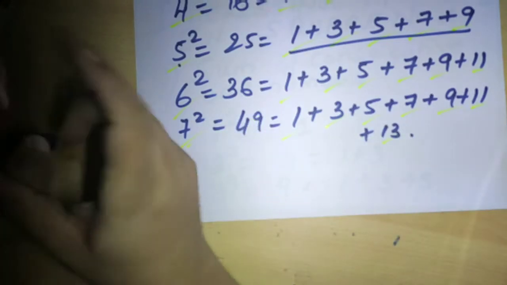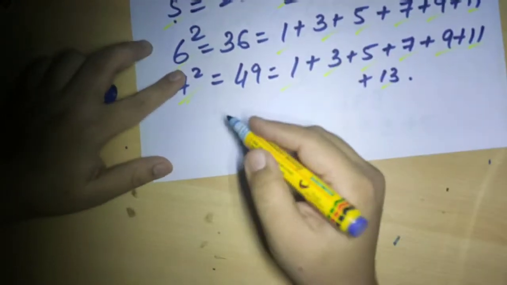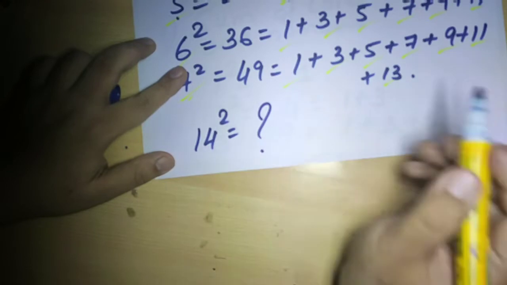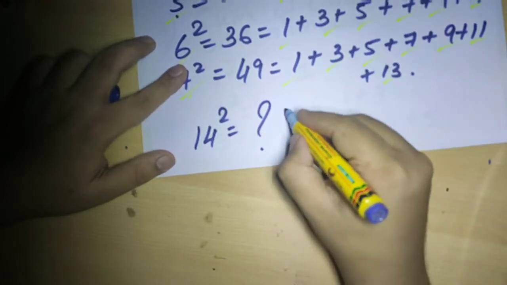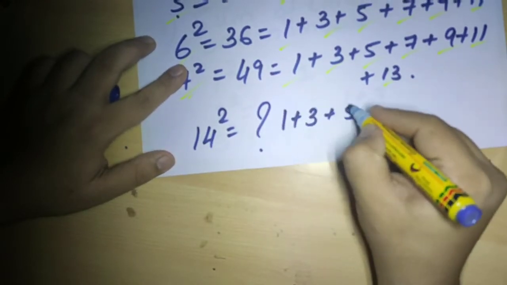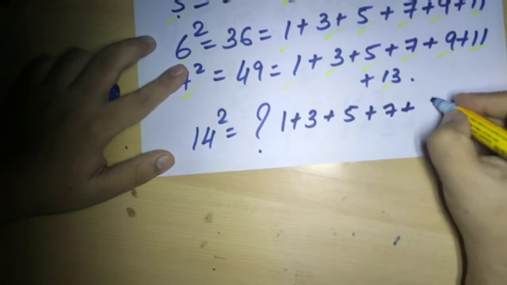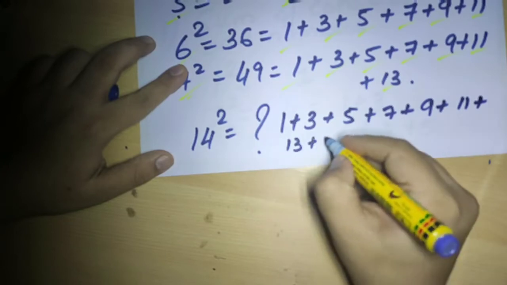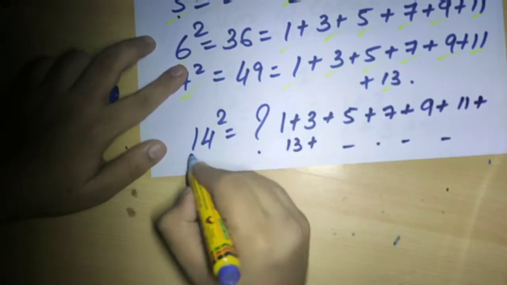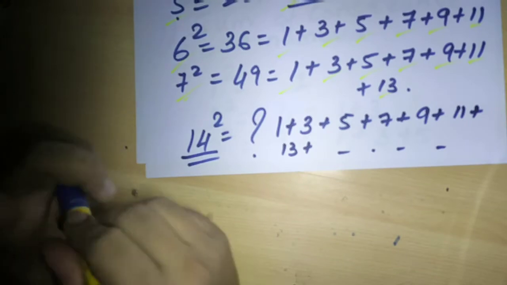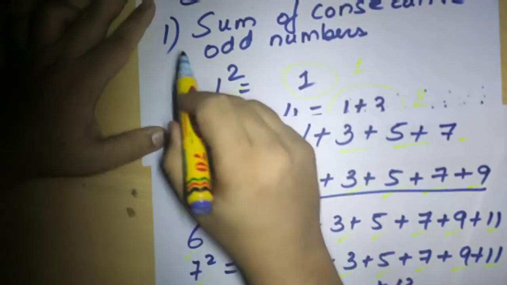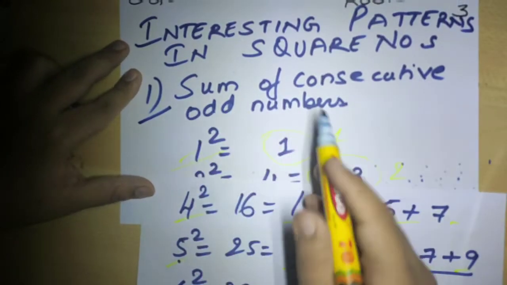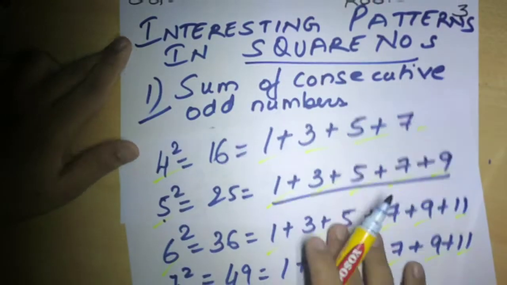For example, what happens if you take 14 square? You have to add 14 consecutive odd numbers: 1 plus 3 plus 5 plus 7 plus 9 plus 11 plus 13 and so on till you get the 14 square. So this is your first property, in which we studied the sum of consecutive odd numbers and the pattern of square numbers.